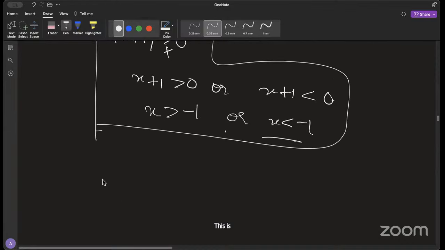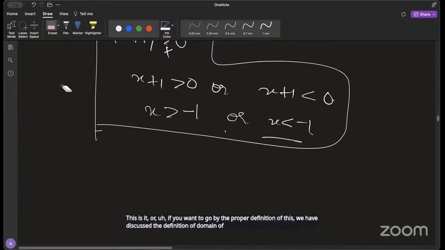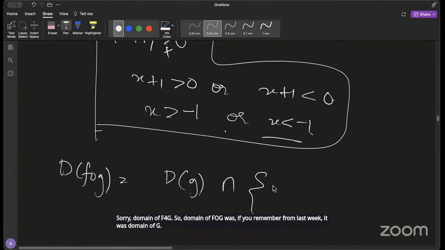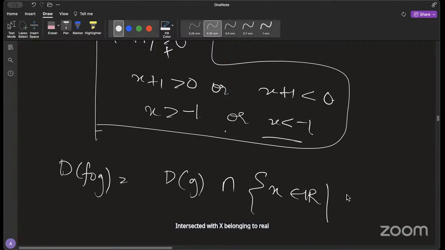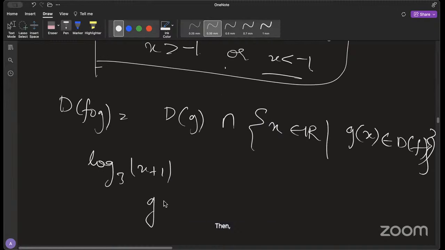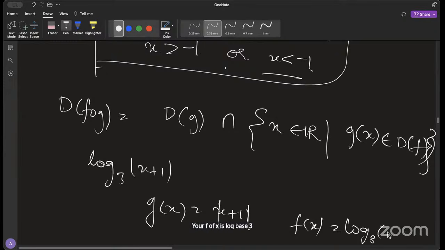Or if you want to go by the proper definition, we have discussed the definition of domain of f o g, right? So domain of f o g, if you remember from last week, was domain of g intersected with x belonging to real numbers such that g of x is in the domain of f. If you want to use that definition, that's also fine. So if you have log base 3 of mod x plus 1, then what is your g? Your g of x is mod of x plus 1. Your f of x is log base 3 of x, right?